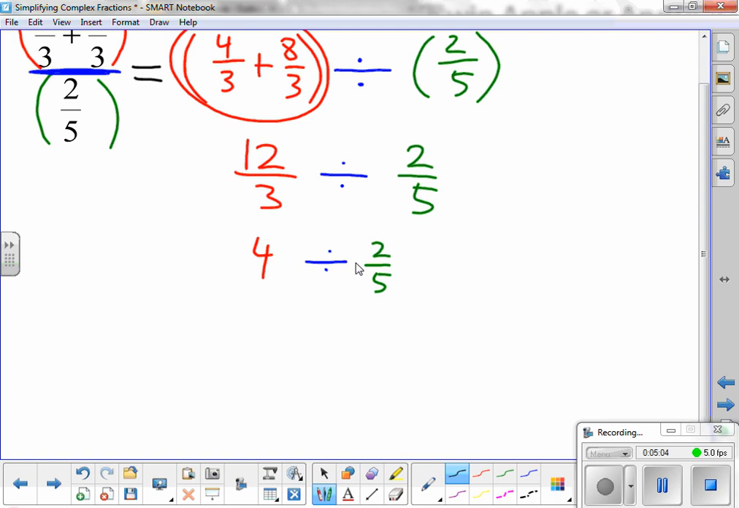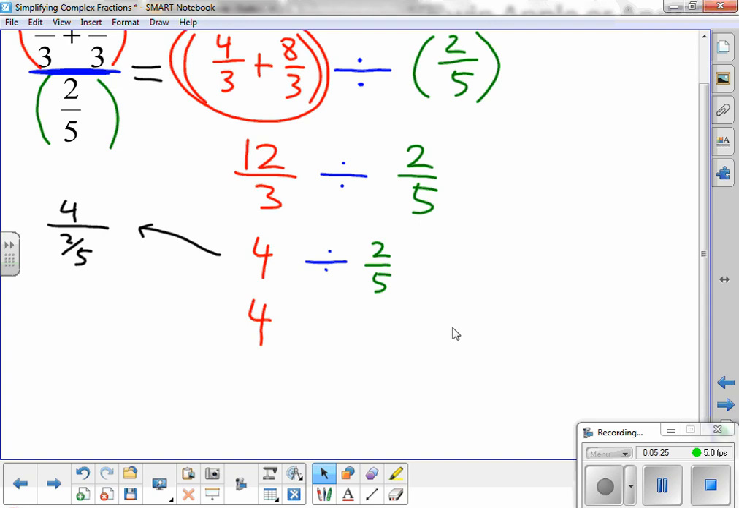For example, that would still say 4 divided by 2/5, which is still a fraction inside of a fraction, which isn't good. So if you remember, the rule for dividing by a fraction is actually the same thing as multiplying by its reciprocal. So I can rewrite this now as 4 times, so that division sign became a multiplication sign, and then I flip this fraction over to 5/2.